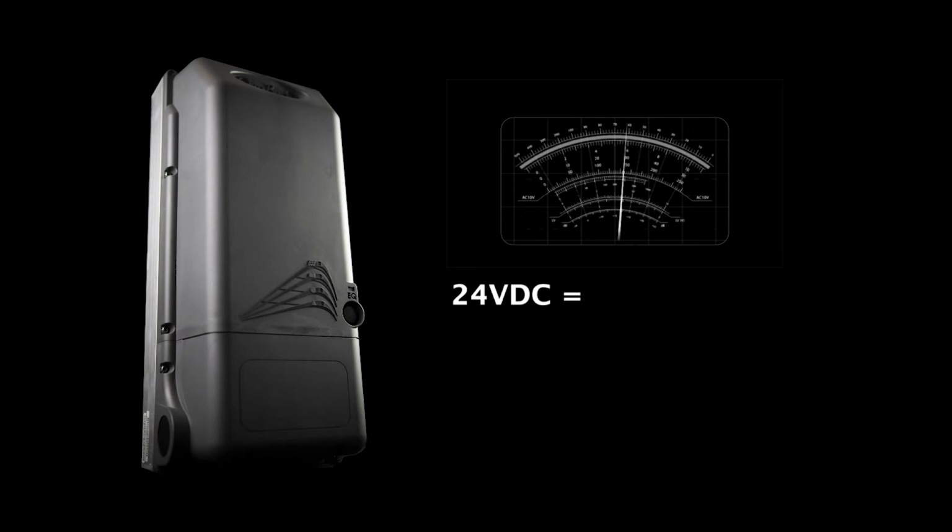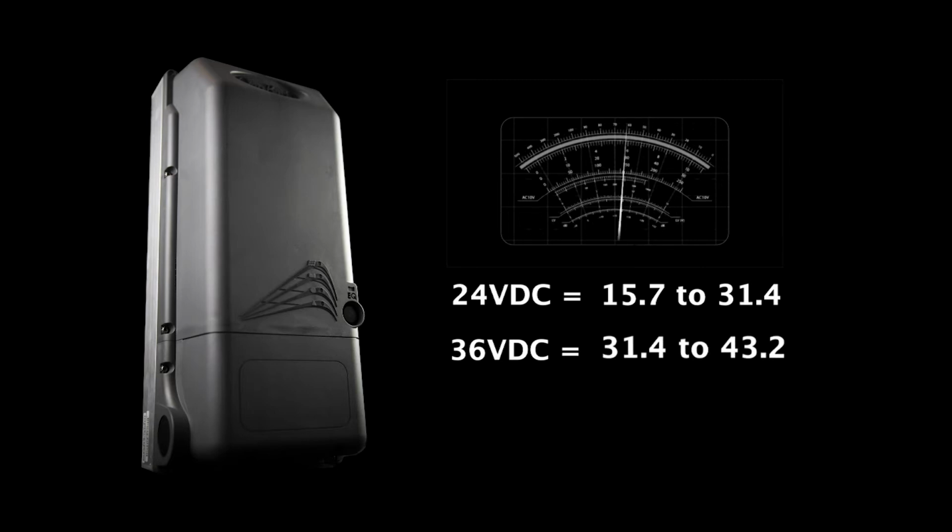For a 24-volt system, voltage range is 15.7 to 31.4 volts DC. For a 36-volt system, voltage range is 31.4 to 43.2 volts DC. For a 48-volt system, voltage range is 43.2 to 62.8 volts DC.